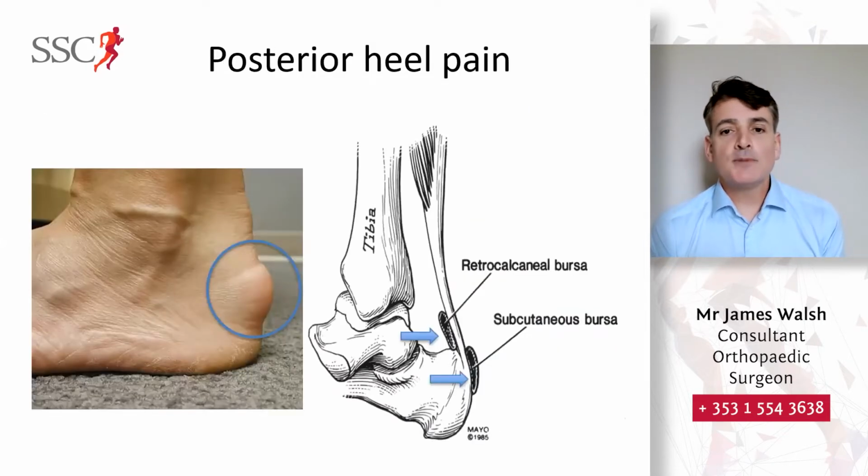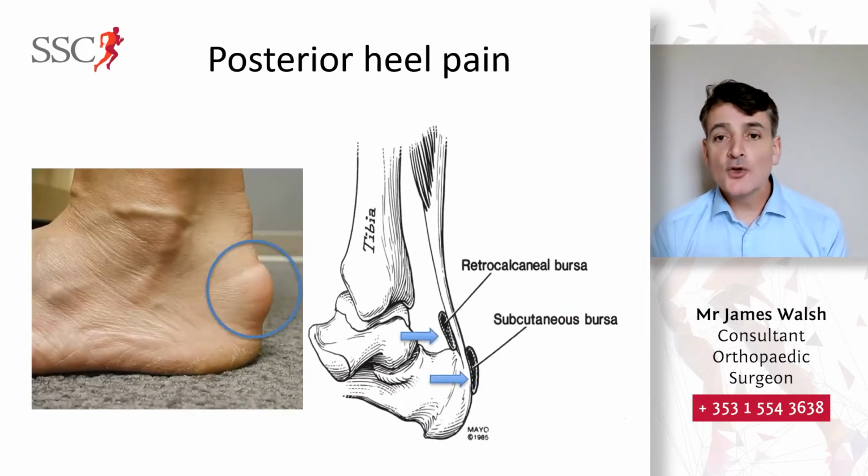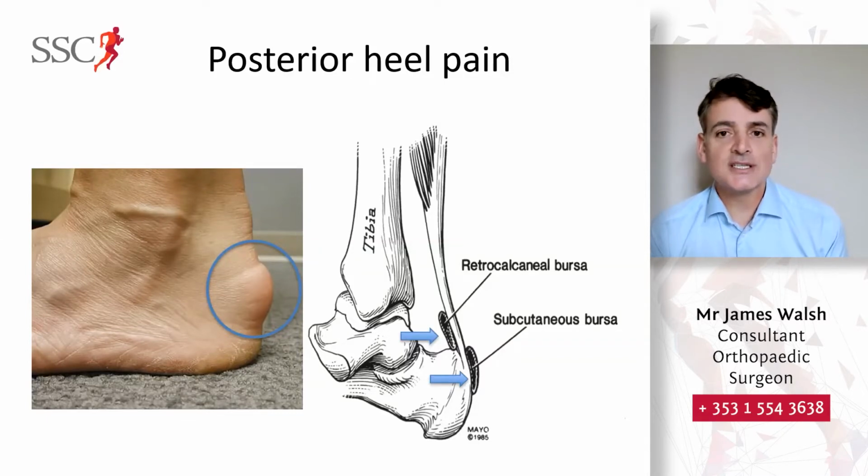Moving to the back of the heel, posterior heel pain. Another thing that's commonly sent to physiotherapists and even orthopedic surgeons at an early stage. What's going on here? Well, it's either the Achilles tendon, as we've seen previously, as it inserts into the calcaneus, your heel bone, or it's a little bursa, which is a fluid-filled sac behind your heel.